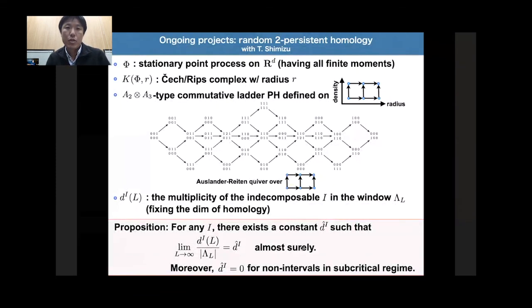As I mentioned, at this moment, I cannot remove the subcriticality condition, and also I have not yet studied the rare event in the sense of the large deviation principle for the commutative radar persistence. So those further generalizations and researches will be ongoing work with my students and collaborators.